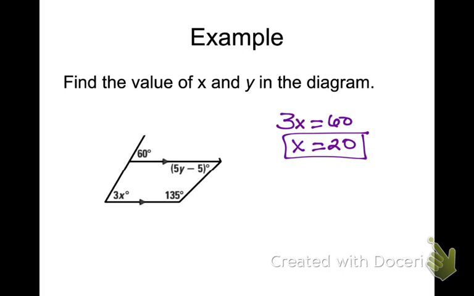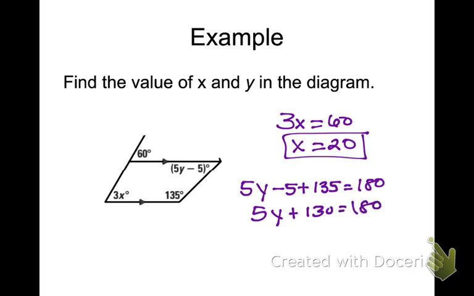What's the relationship over on the right-hand side? Consecutive interior, which we said are going to be supplementary. So 5y minus 5 plus 135 is equal to 180. Combining like terms, 5y plus 130 equals 180. 5y equals 50. So y is equal to 10. Good. All right, so we got our algebra down, hopefully. Or I could have just subtracted 135 from 180 and set it equal to that. Whatever move you prefer would work.